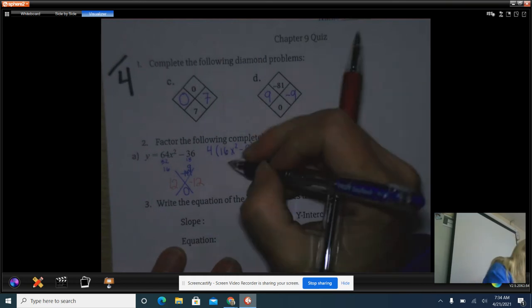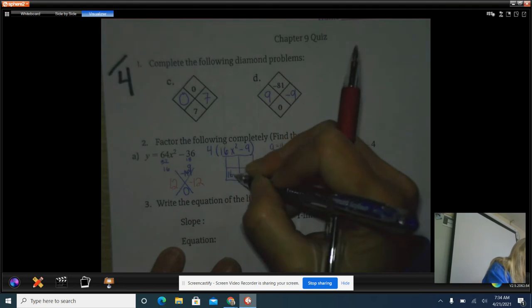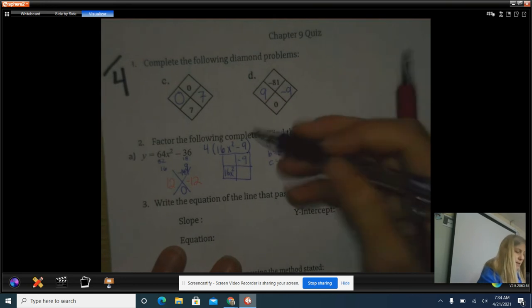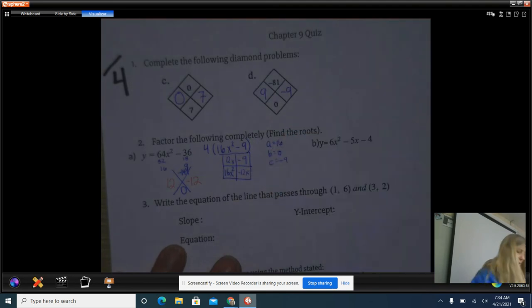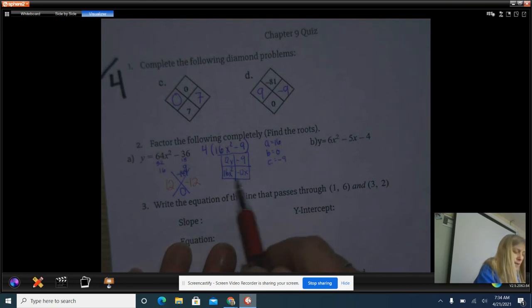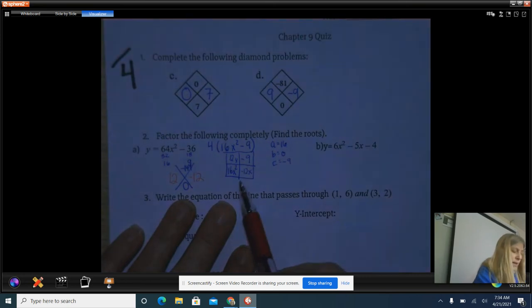Now we're going to put this inside of our generic rectangle. I have a 16x squared in the bottom left. I have a negative 9 in our upper right. And I've split out my 0 into 12x and negative 12x. Now I'm going to find the outsides. I'm seeing that 12 is my biggest number, but it doesn't go into 16 evenly, so I can't take all 12 out. 2 times 6, I could take 2 out, but 6 doesn't go into both evenly. But I also have 3 times 4. So 4 I can take out of both of these.